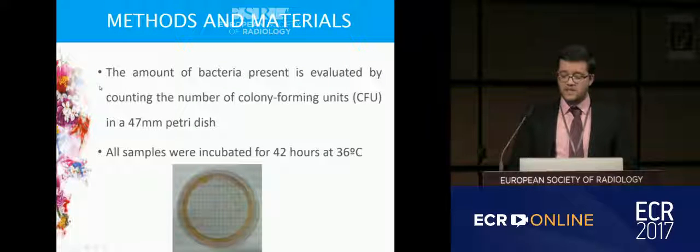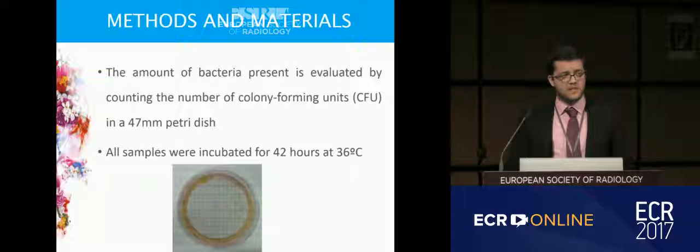The amount of bacteria present is evaluated by counting the colony-forming units in a 47 millimeter Petri dish. All samples after the collection were incubated during 42 hours at 36 degrees. This is a photograph of a colony-forming unit. Each dot is a colony-forming unit inside the Petri dish.